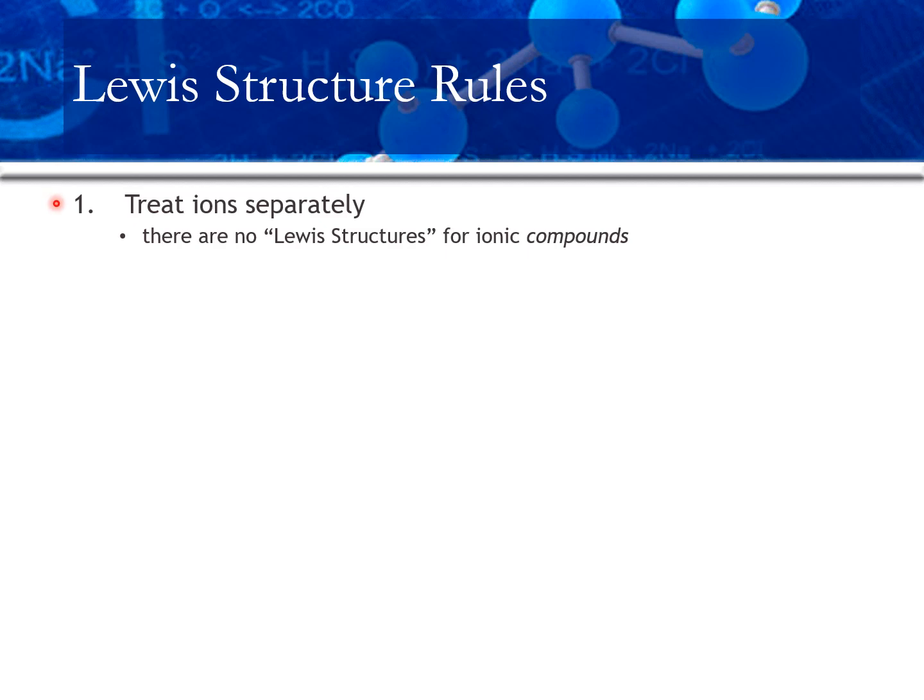Treat ions separately. That is, ionic bonds themselves never have Lewis structures. If you have an ionic compound, you could conceivably have Lewis structures for the cation and separately for the anion, but not for the ionic compound.